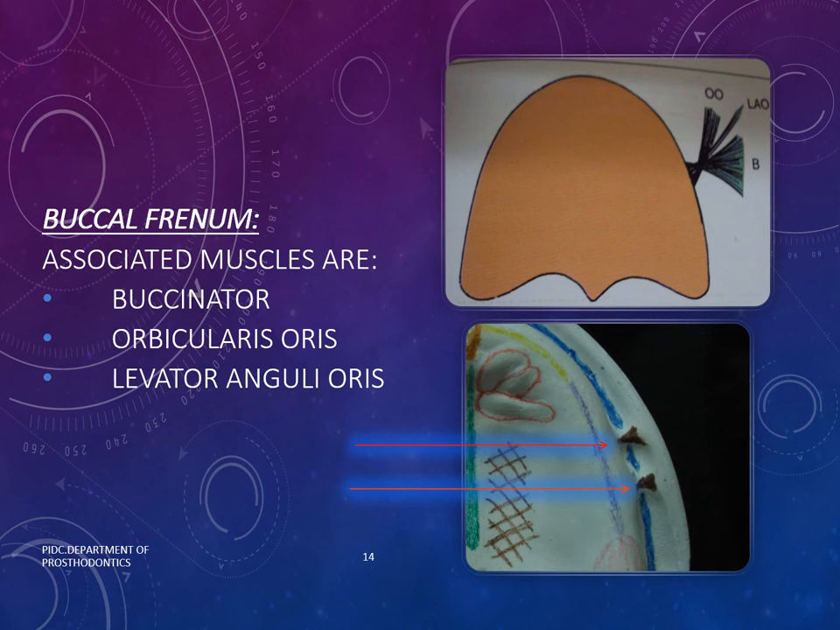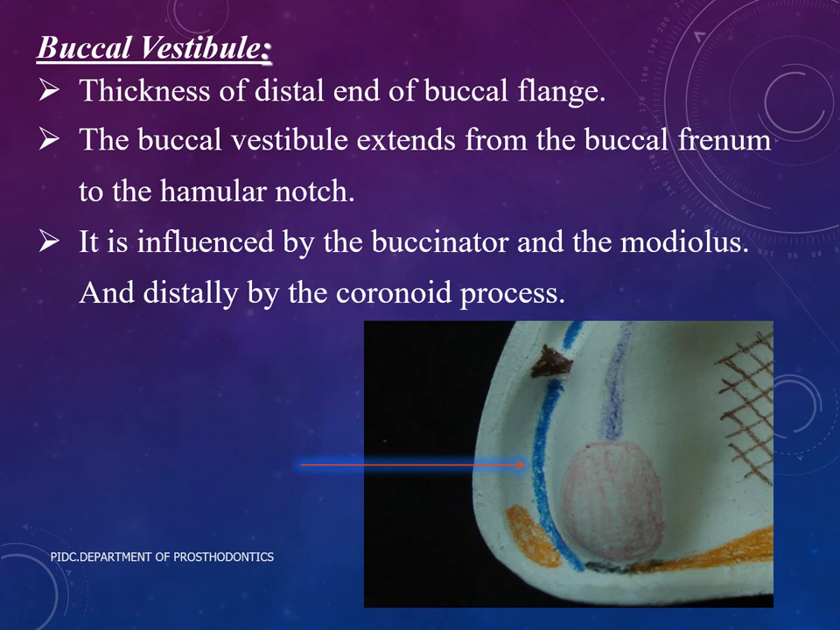So you have to remember that if your patient comes back to you saying, when I place the denture, the denture is retained, but when I open my mouth and begin to speak, the denture keeps falling, and they point towards this particular area and say that the denture is first dislodging from this area, then you will have to see whether the buccal frenum has been relieved. Next, coming to your buccal vestibule.